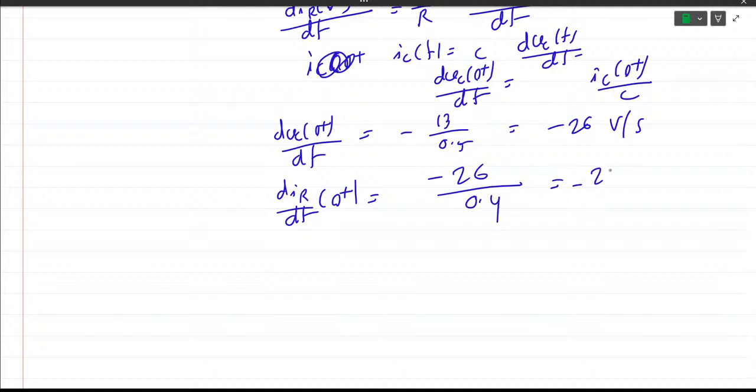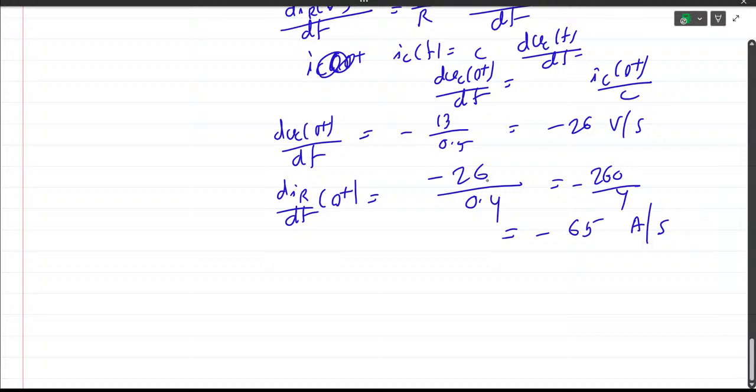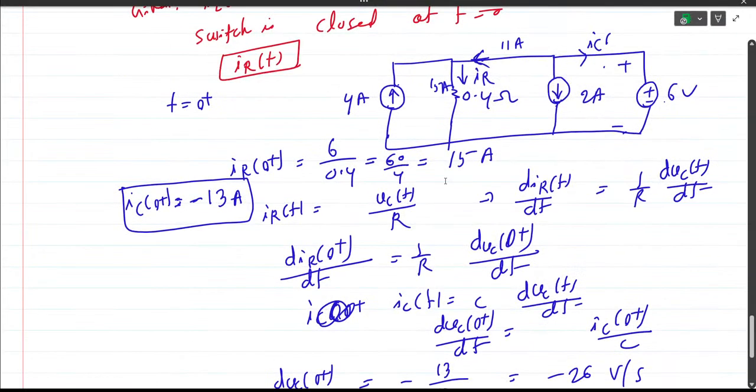So minus 260 upon 4, which is minus 65 ampere per second. Now come to the characteristic equations.